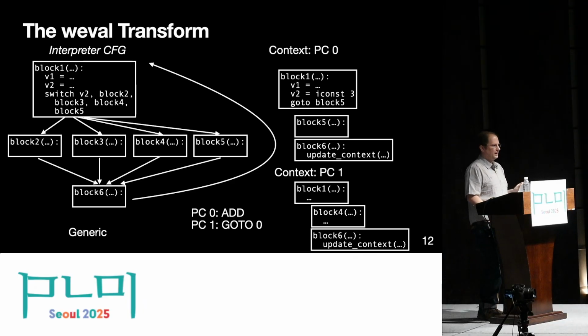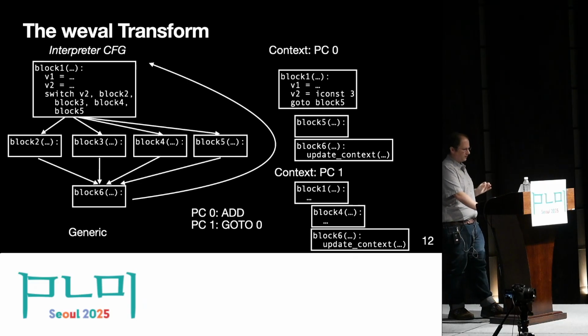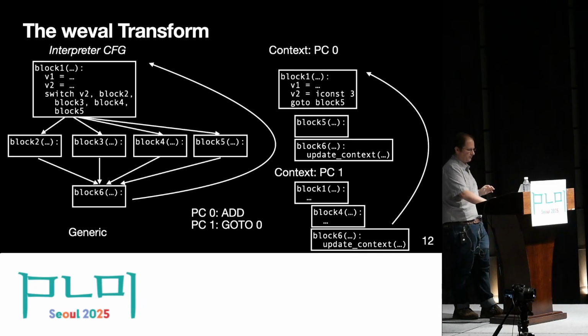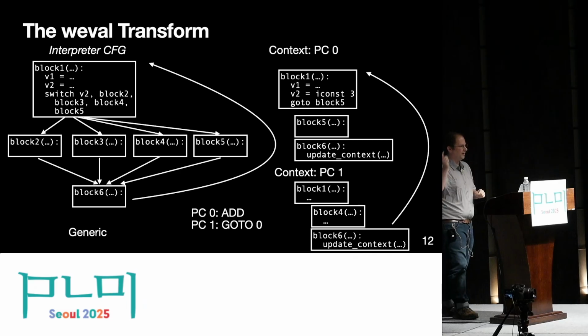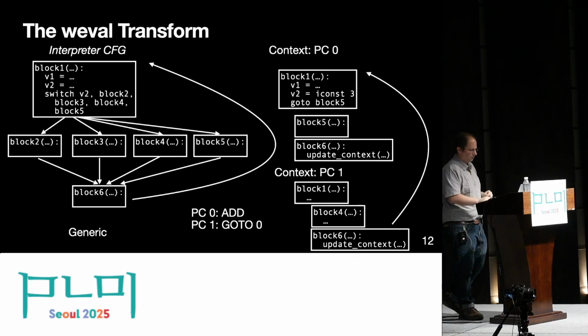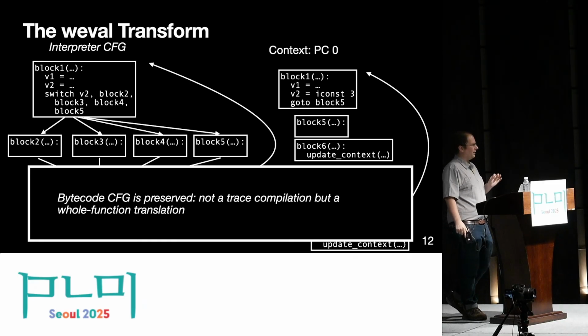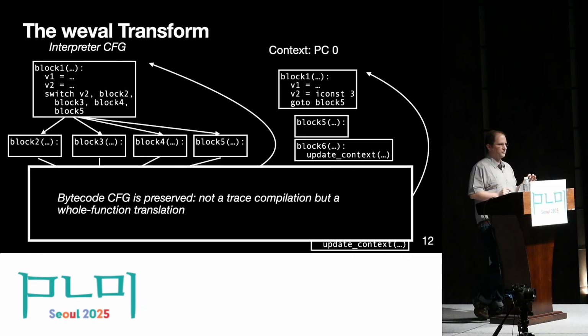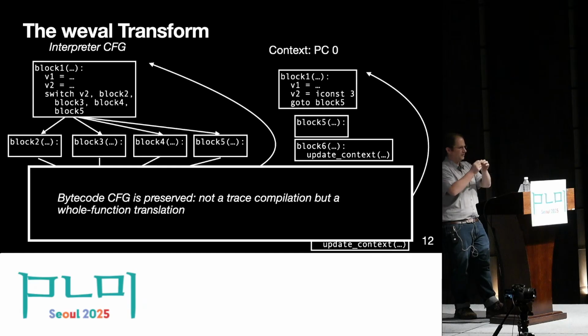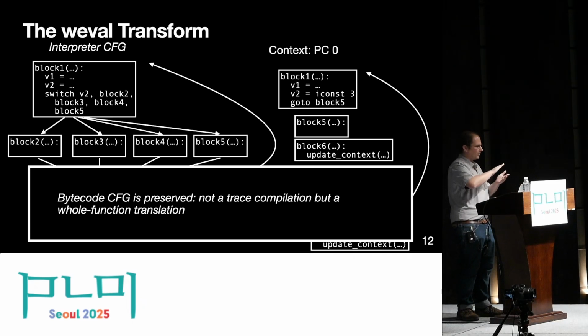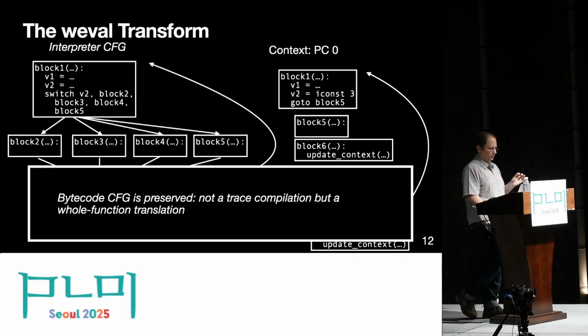The really interesting thing here is that because we memoize the specialized blocks, when we process the branch target out of block 6, the back edge here for the PC equal 1 context, we actually look up and find the original block from context 0. So this is really important. What this means is that the bytecode control flow graph is preserved, right? This is not a trace compilation. This is not following some linear path through the bytecode and producing a linear stream of specialized code. This actually, lazily via the work queue algorithm, finds all reachable code and reproduces that control flow graph of the bytecode exactly in the compiled code. So this is a whole function compiler.